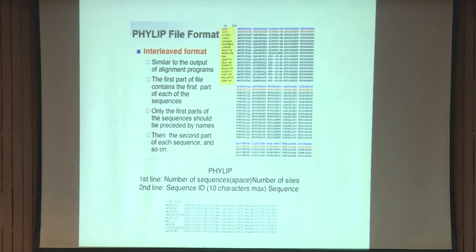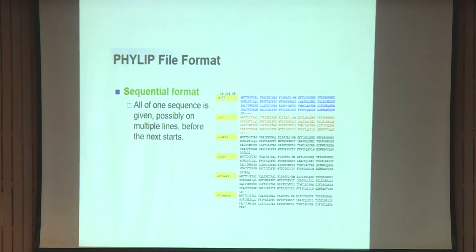So you can convert FASTA format to Phylip format, Phylip format to FASTA format, any format you can convert. There is another, sequential format, where you put the name of the sequence and then the entire sequence, then the second sequence, the entire sequence. So this is called the sequential Phylip format. You can create your file like that also.